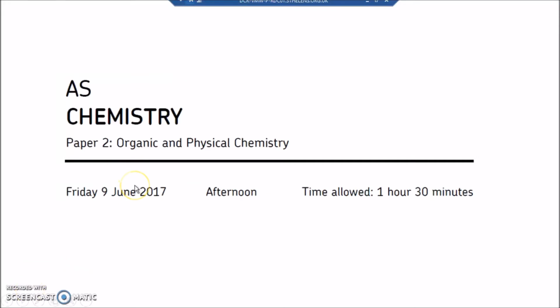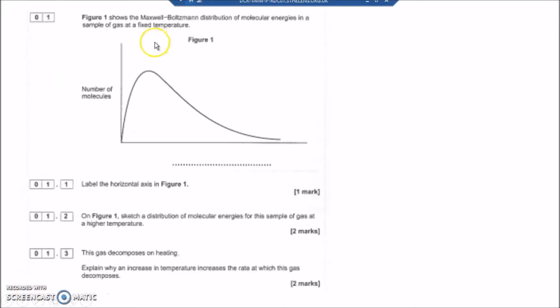June 2017. Let's have a look now at question number 1. So we've got a Maxwell-Boltzmann distribution curve of molecular energies. So we've got energy along the bottom and number of molecules up the side. Just to note the shape of the curve then, no molecules have no energy at all. So here it goes to the origin.